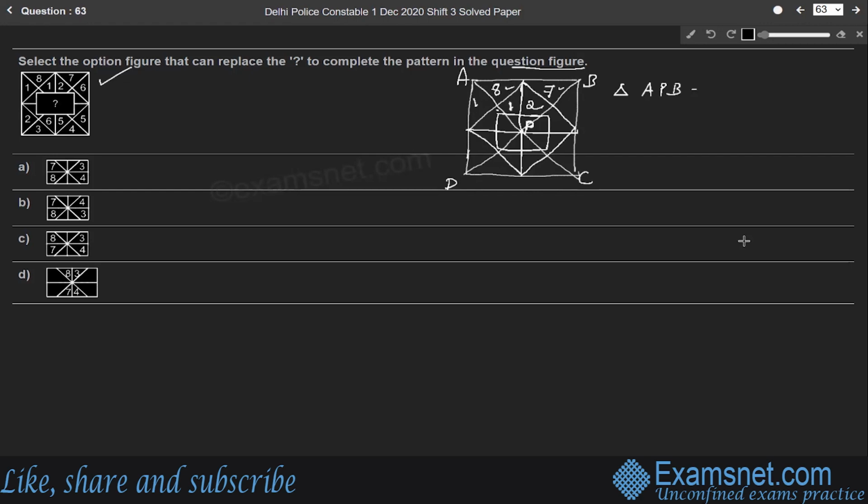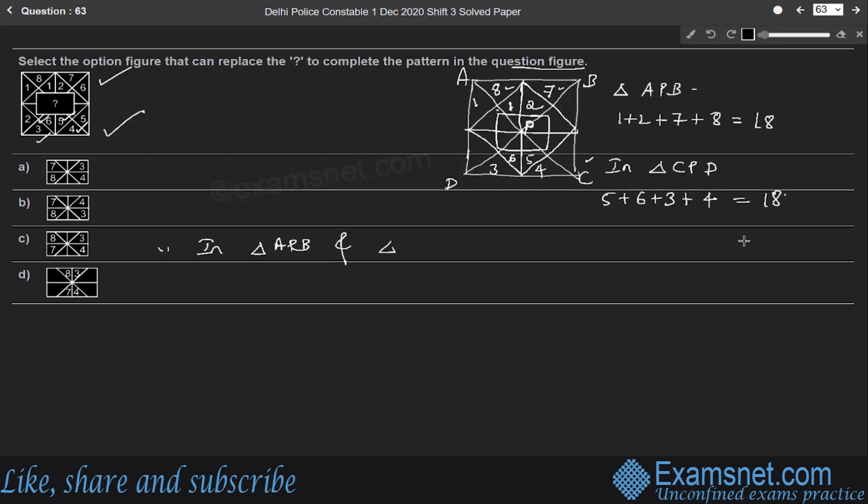So in triangle APB, 1 plus 2 plus 7 plus 8 becomes 18. Similarly in triangle CPD, look at the given figure: 5, 6, 3, 4. Their sum, 5 plus 6 plus 3 plus 4, is again 18. Therefore, in triangle APD and also triangle CPB, the sum must be 18.